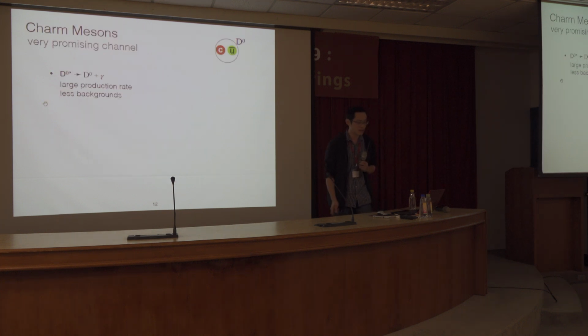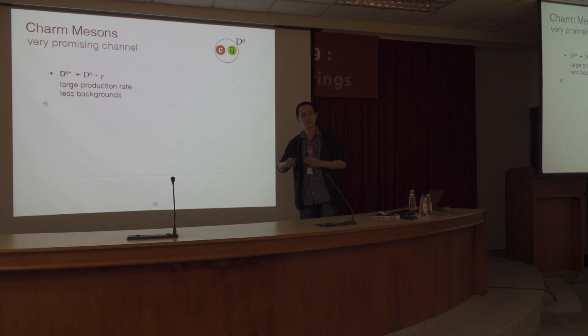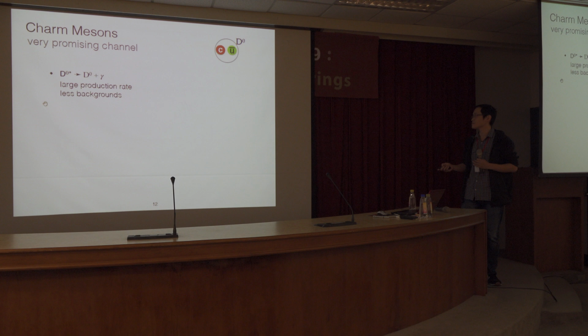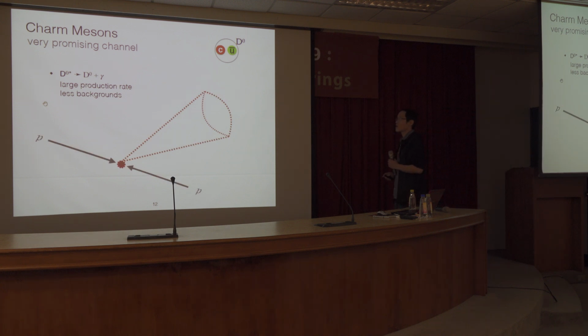Then we need to find a really promising channel. The promising channel we find is a meson decay. It's a c ubar bound state, D0. When you have a c ubar bound state, you have an excited state. The excited state decays to the ground state and you emit a photon. Why is this a promising channel? Because it has less background. Let me explain to you.